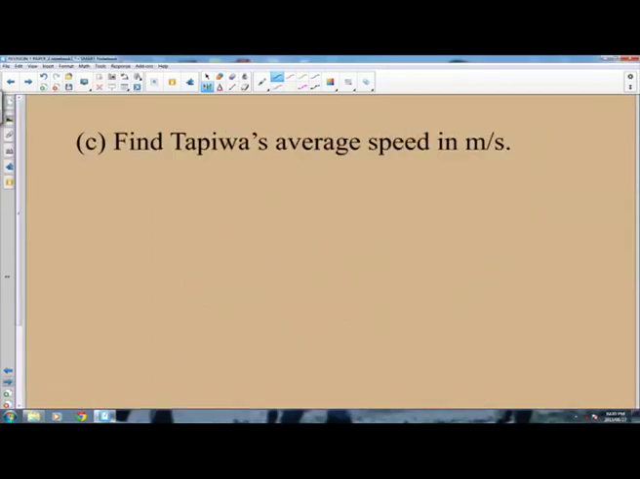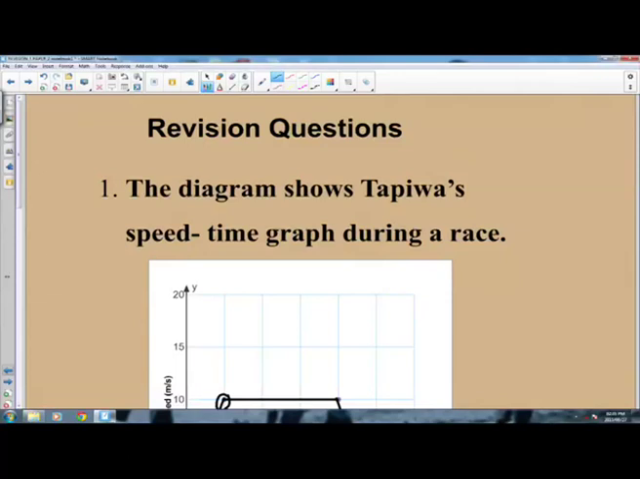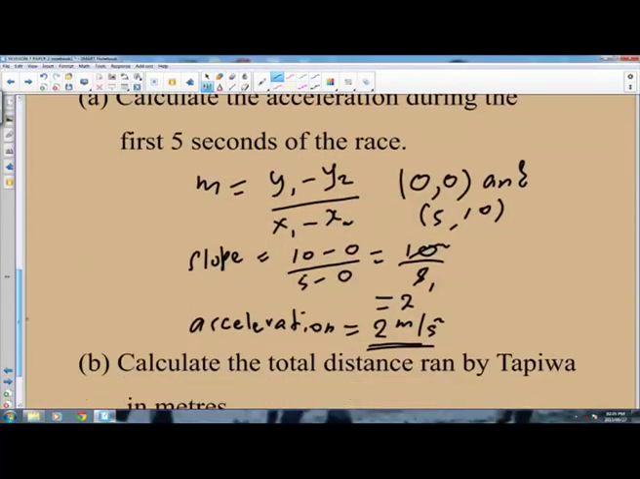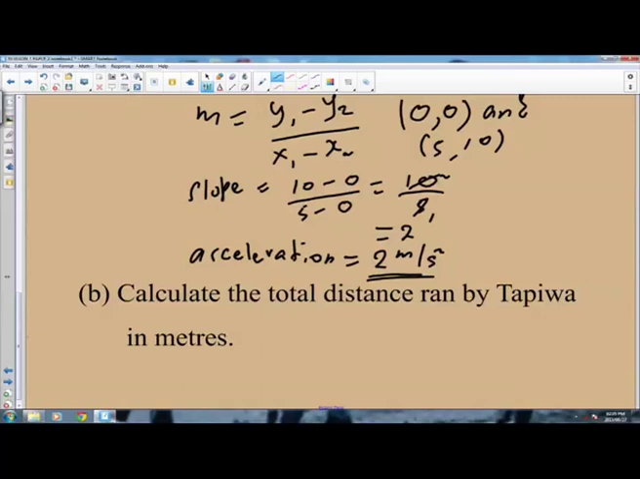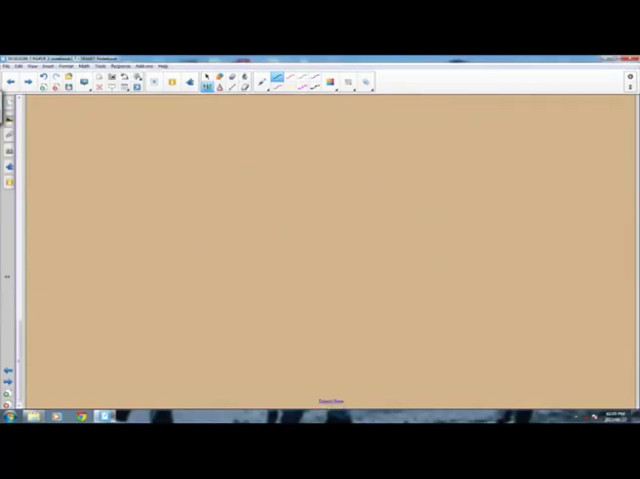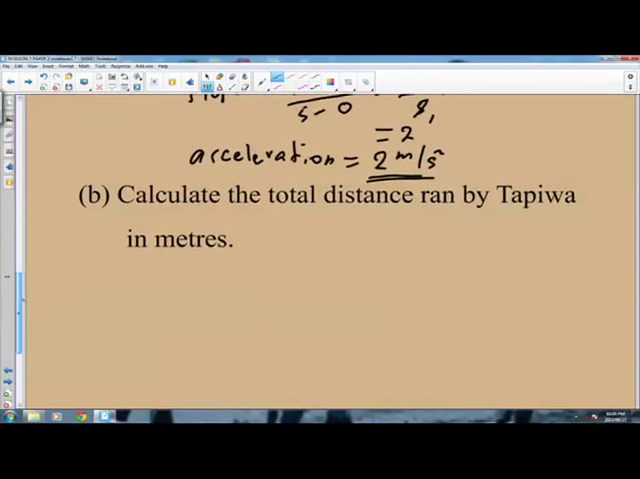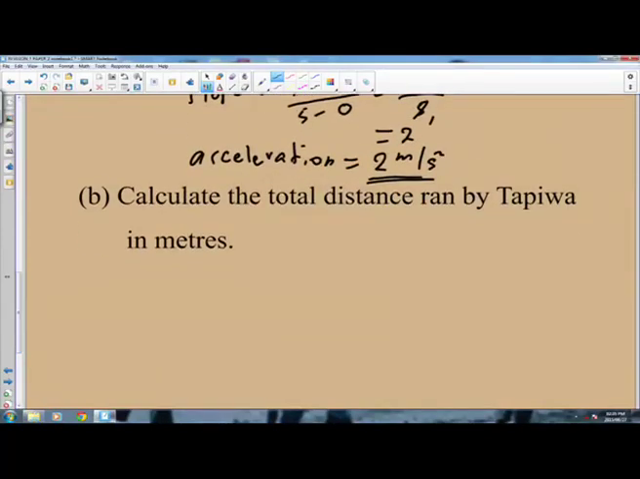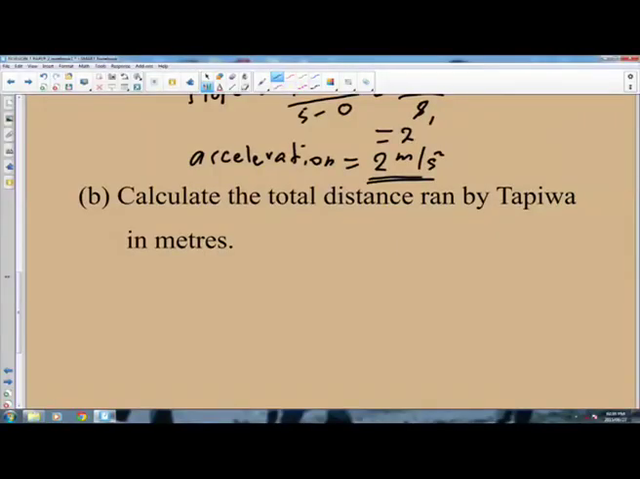What about part B? Part B says you are to calculate the total distance run by the pure in meters. In a speed time graph, the area under the graph represents the distance traveled. So for us to find the total distance traveled, we simply need to find the area under the graph. Let us find the area under the given graph here.